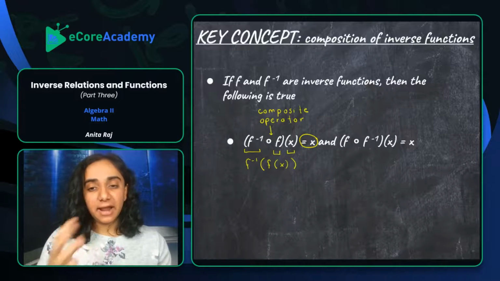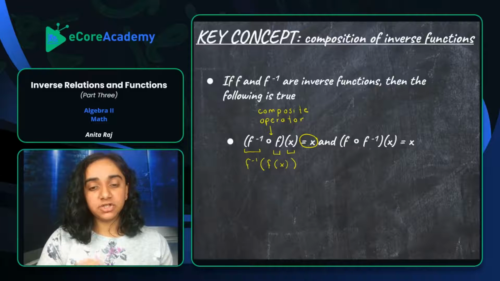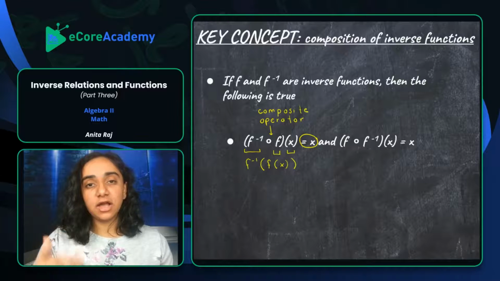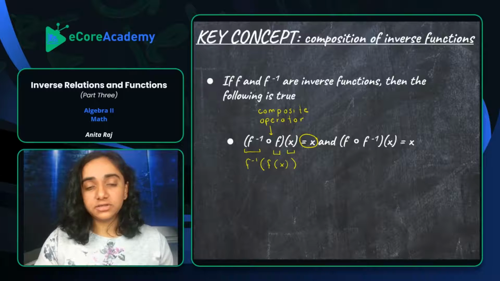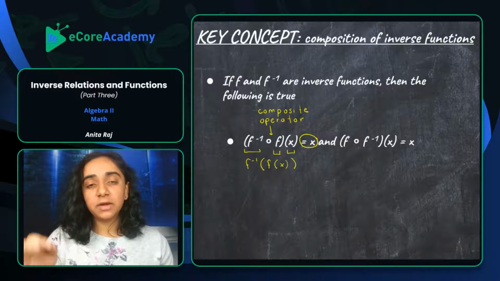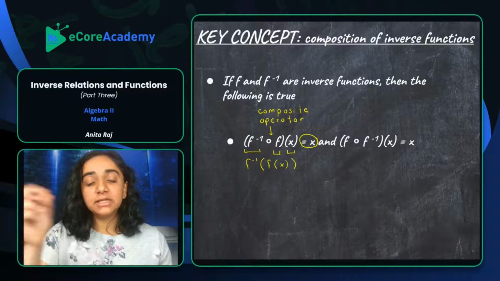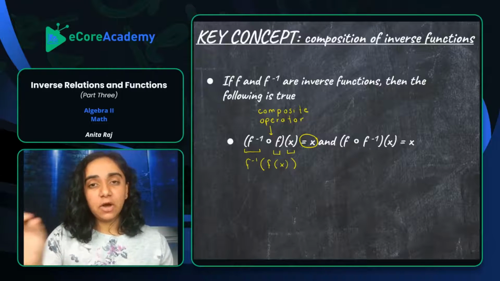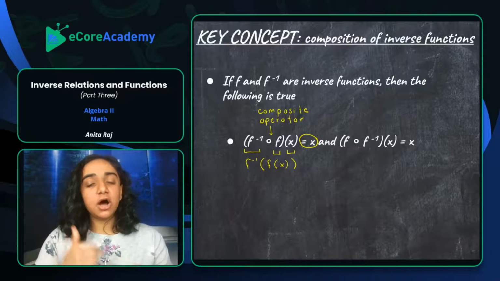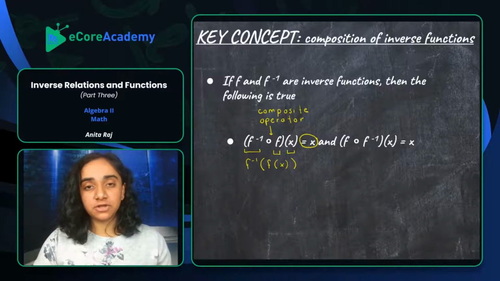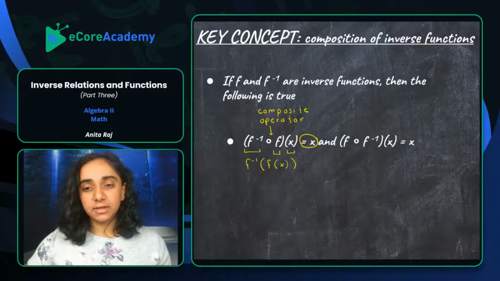So let's say I input x into this composite function. Let's say I was trying to find f inverse of f of 1. I would plug 1 in, and I would get whatever f of 1 is equal to, which is the output. Then I would plug the output of f of 1 into f inverse. If I plug that output into f inverse, I should be able to get 1 back, because again, we're just undoing what was done with the first function operation. The same thing applies here.